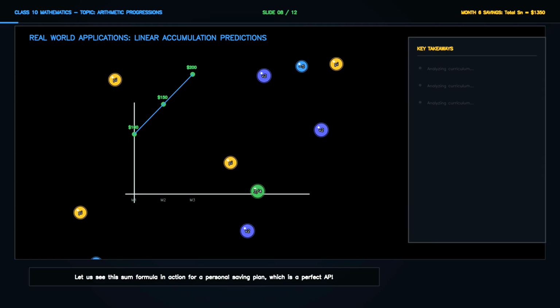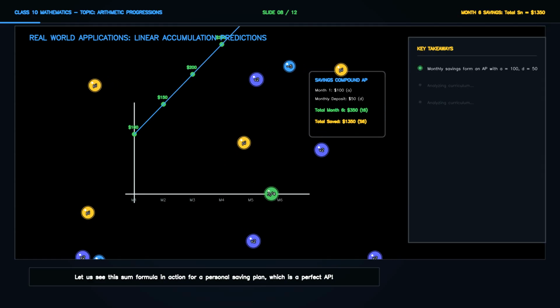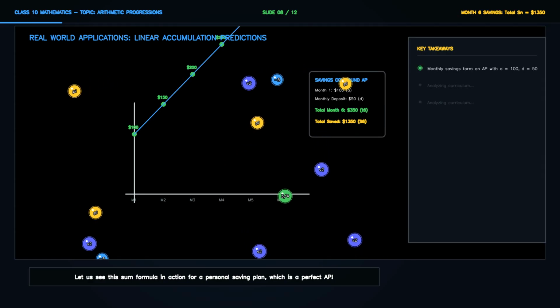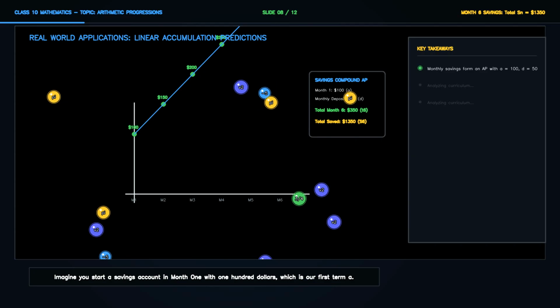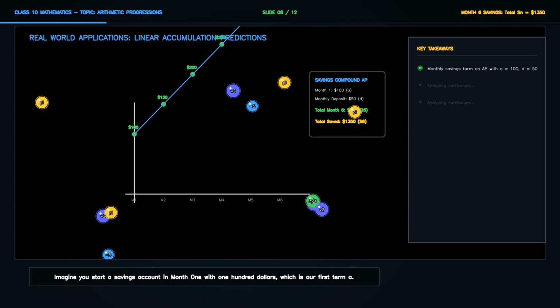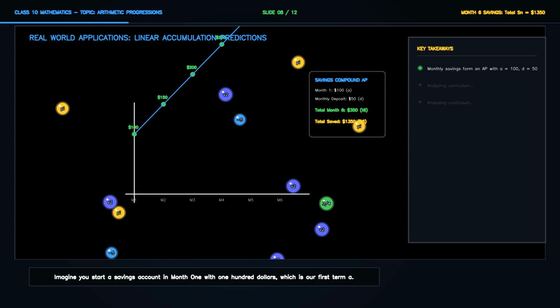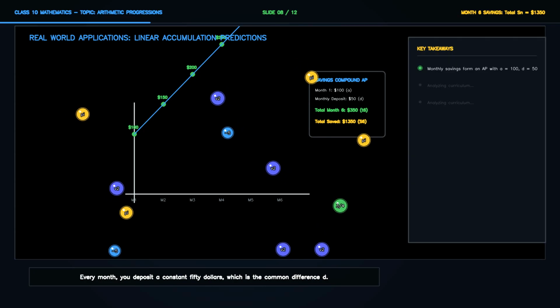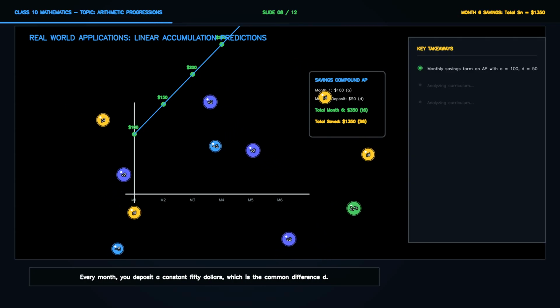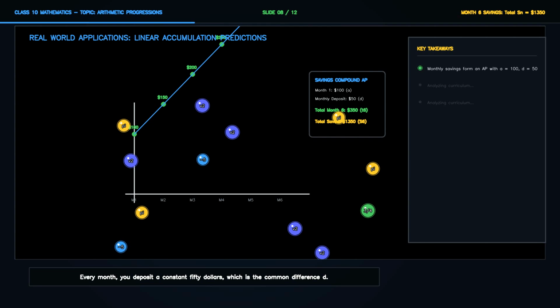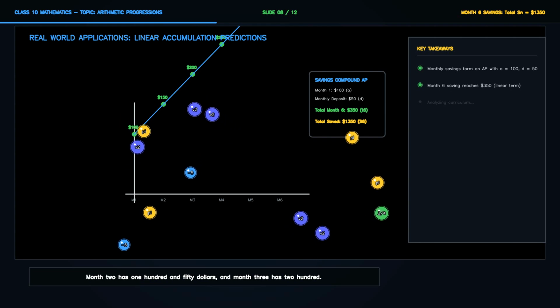Let us see this sum formula in action for a personal saving plan, which is a perfect AP. Imagine you start a savings account in month 1 with $100, which is our first term A. Every month, you deposit a constant $50, which is the common difference D. Month 2 has $150, and month 3 has $200.